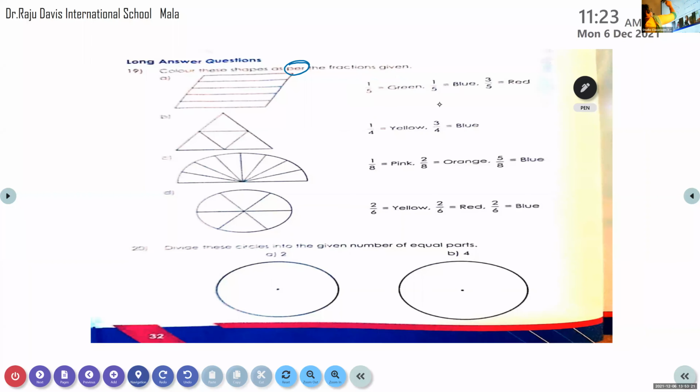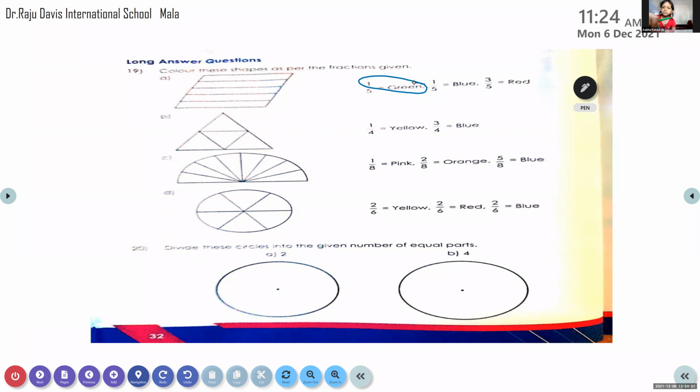So in the first one, A, it is told to color how many parts with green? One part. The fraction is given as 1 by 5. The 5 denotes the total number of parts, and the numerator 1 denotes how many parts have to be shaded. "Per" means according to the given question, you have to do the coloring. So in the first question, you have to shade one part with your green color pencil or crayons or sketch pen. If you have the color pencil, then only you have to do it. Otherwise, just leave it. You can do it afterwards.